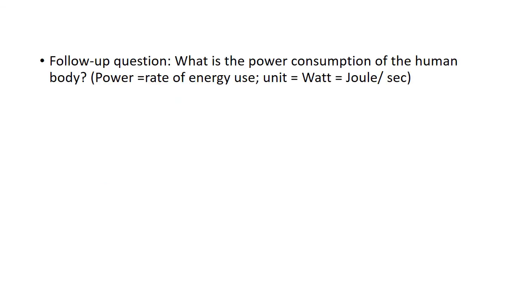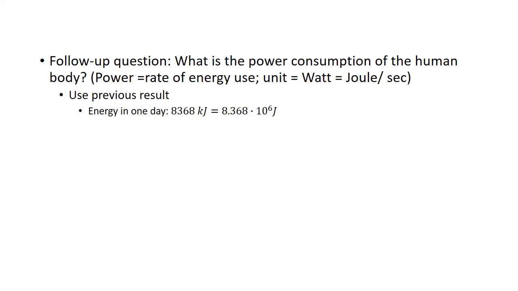Now look at the follow-up question. Given this 2,000 kilocalories per day, or the 8,000 some kilojoules per day, what's the power consumption of the human body? All the energy that we use comes from the food we eat. And so at what rate are we using energy during the day? This would be an average rate. There'd be sometimes when we're using more, sometimes when we're using less. But overall, what is the power consumption of the human body?